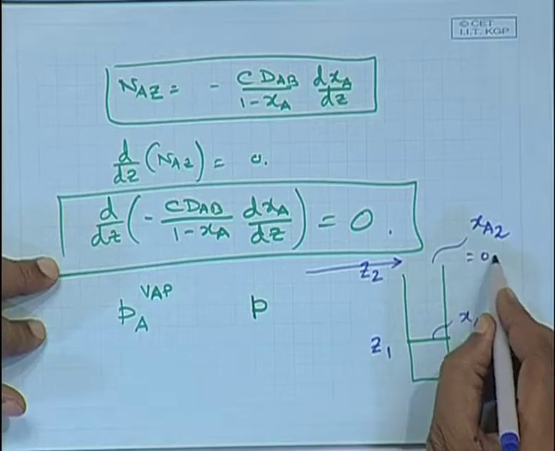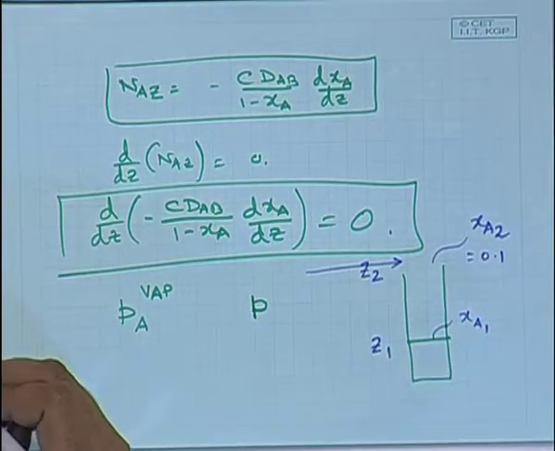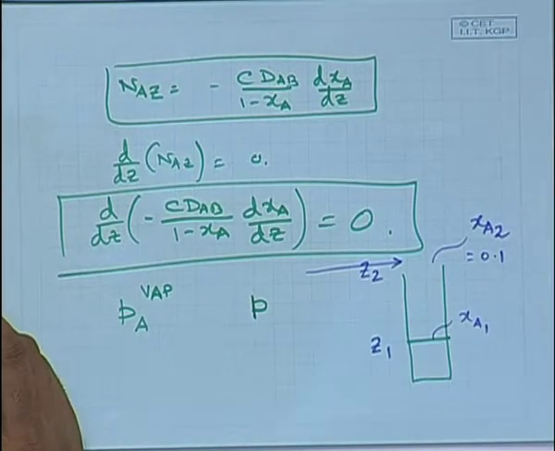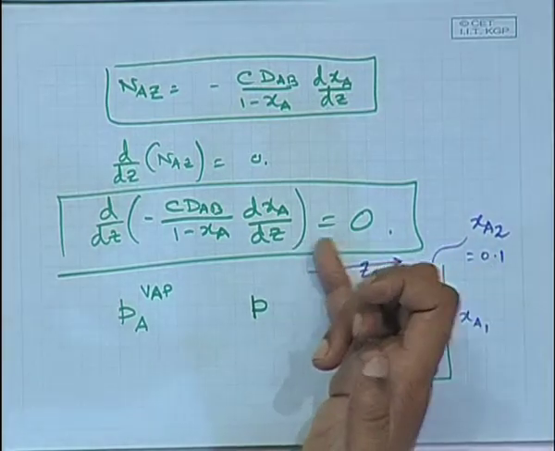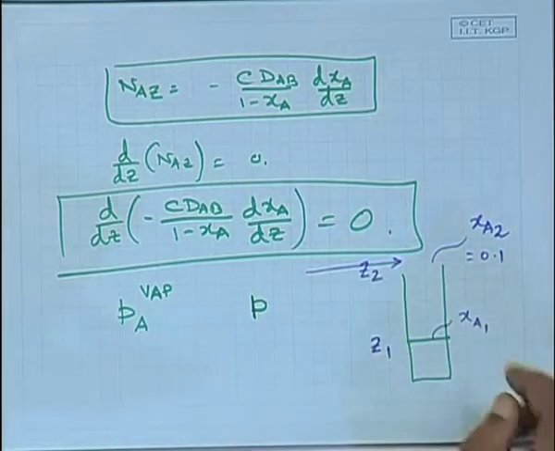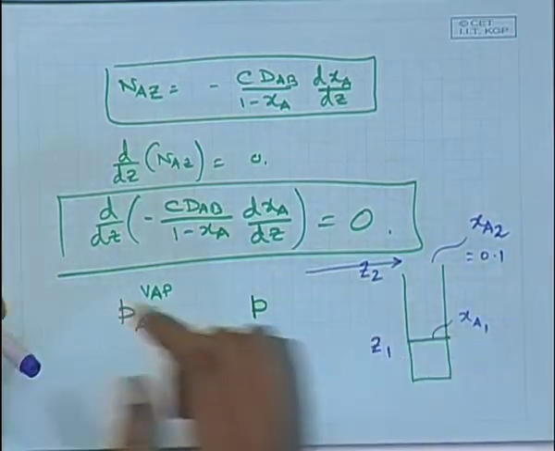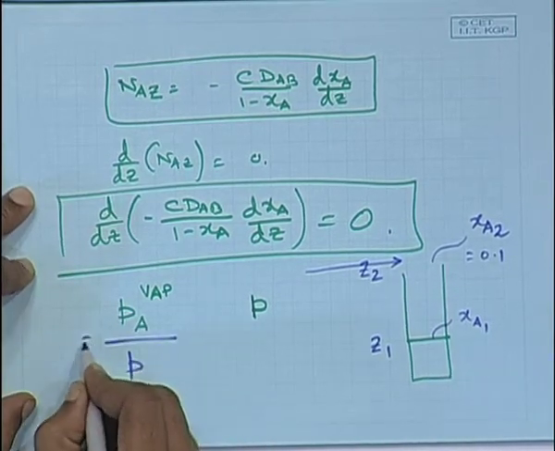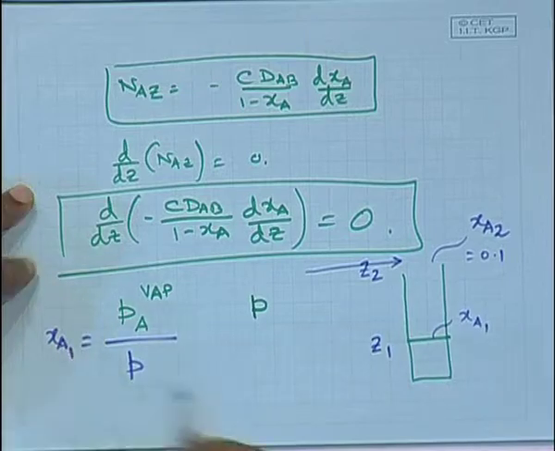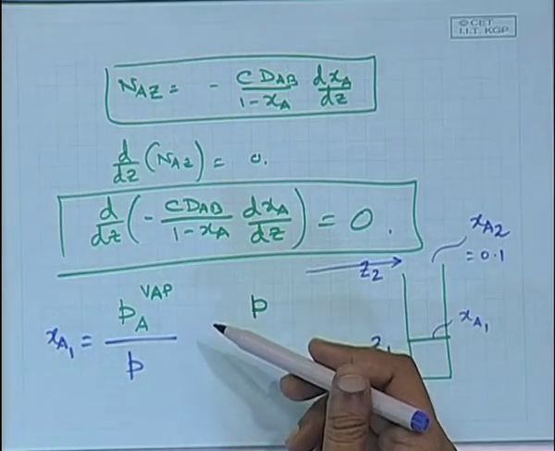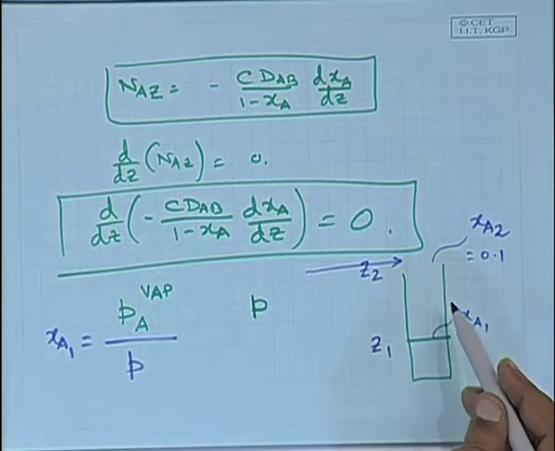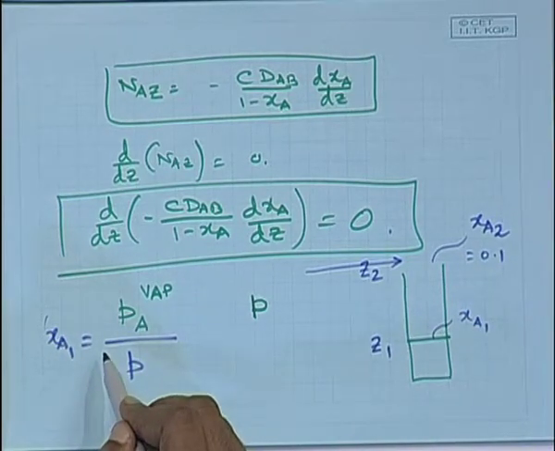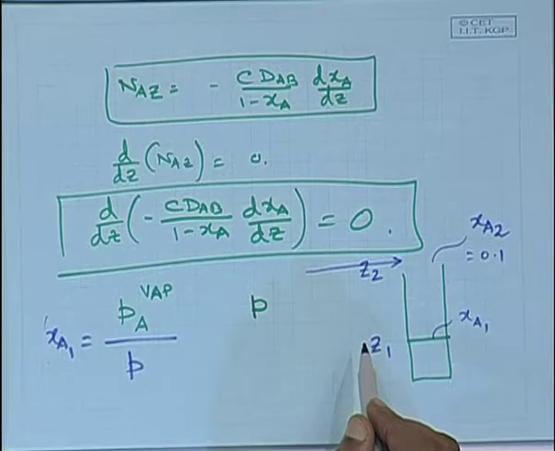XA2, let us say equal to 0.1, is given to us. That is governed by the flow conditions, whatever condition I maintain at the top. What can you say about XA1? This is XA1. If you know the vapor pressure and the total pressure of the system, you should be able to find out XA1. That is going to be your second boundary condition.